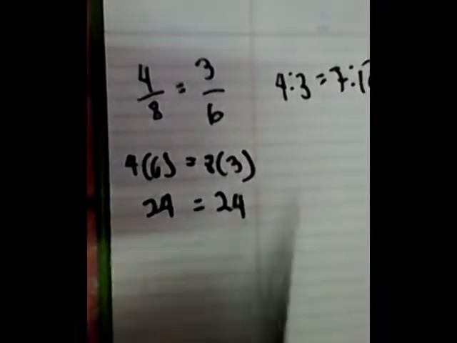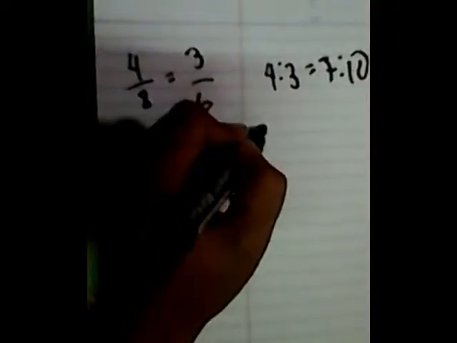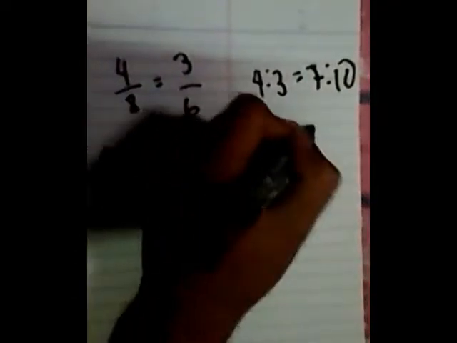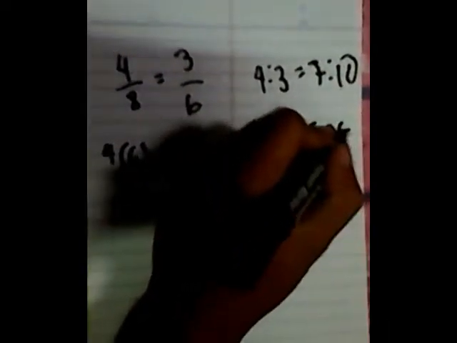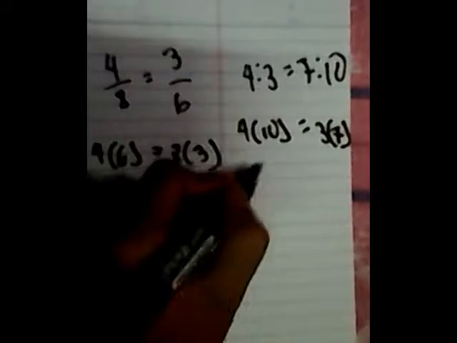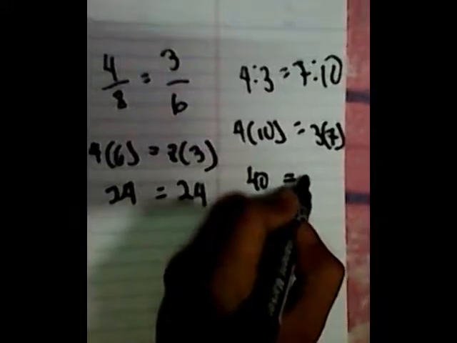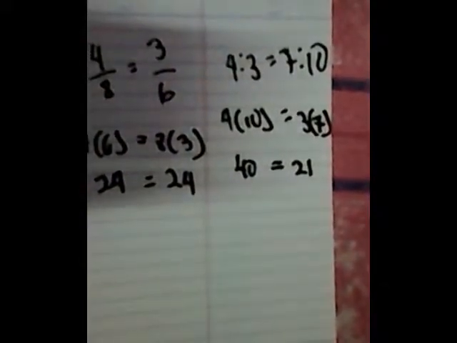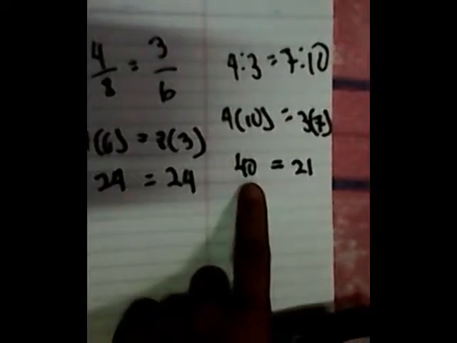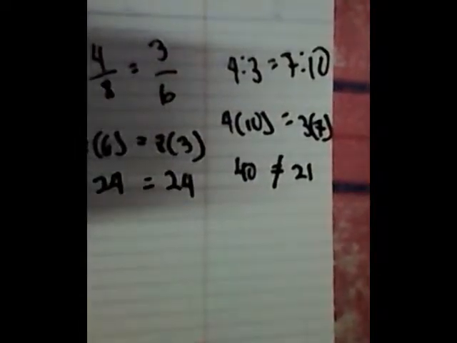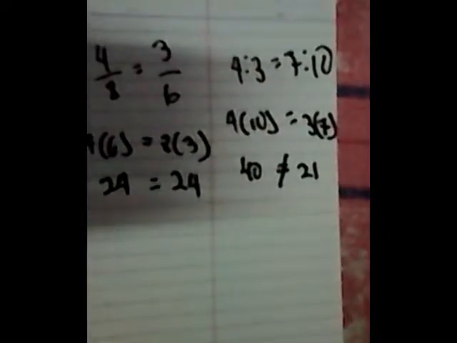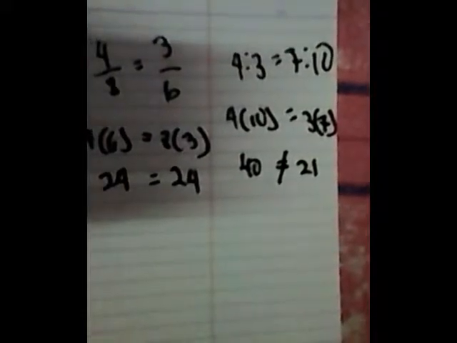Another example, 4 is to 3 is equal to 7 is to 10. We can say that the product of the extremes is equal to the product of the means. 4 times 10 is equal to 40, and 3 times 7 is equal to 21. We can see that 40 is not equal to 21. Therefore, 4 is to 3 equals 7 is to 10 is not a proportion.